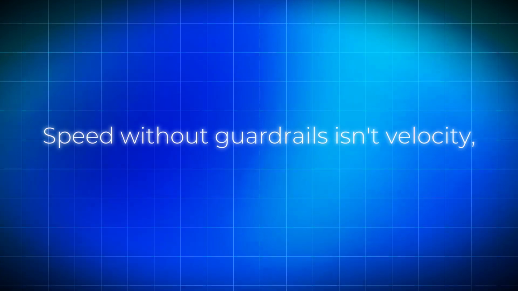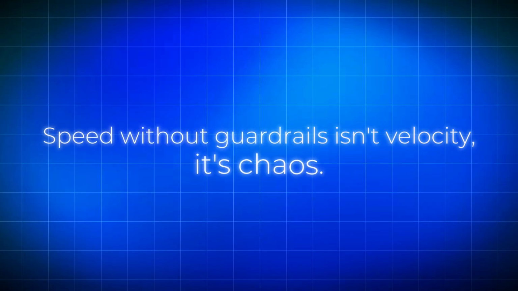Speed without guardrails isn't velocity, it's chaos. And right now, one rogue agent can leak your IP, expose customer data, and make a decision that costs you millions. The managers and leaders who thrive this year and in the future won't be the ones who adopted the most AI tools. They'll be the ones who adopted AI with discipline, who built the systems to move fast and stay in control. That's the edge. That's the competitive advantage. Not just using AI, but governing it.